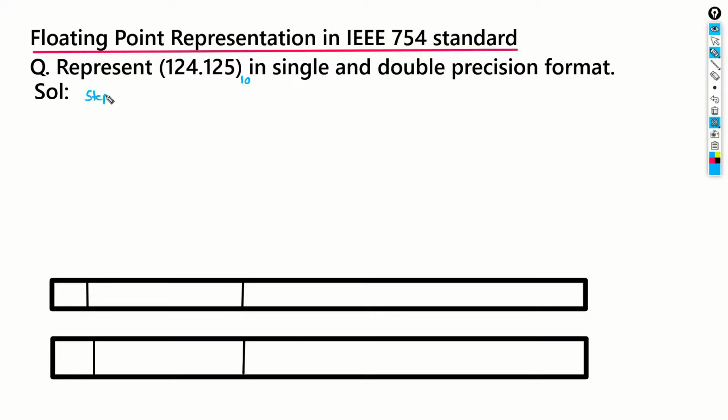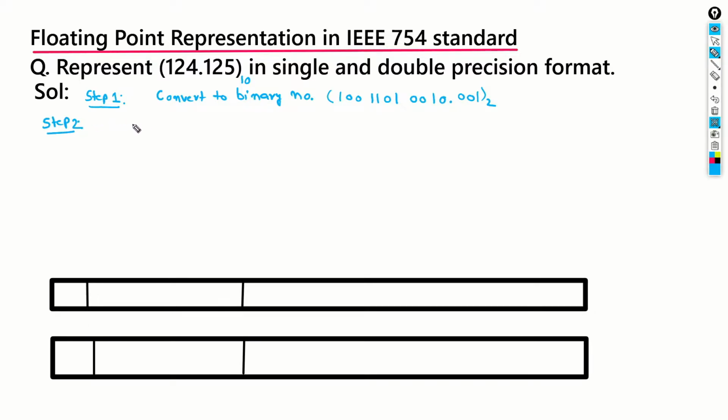So step 1. In the initial step, we will convert the given decimal number into the binary number. So I have already converted this value to the binary number, and the value is 10011011010.001, right?